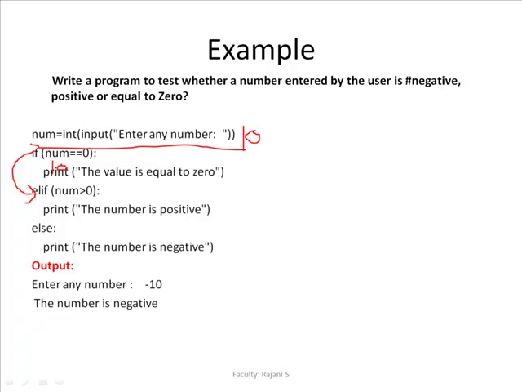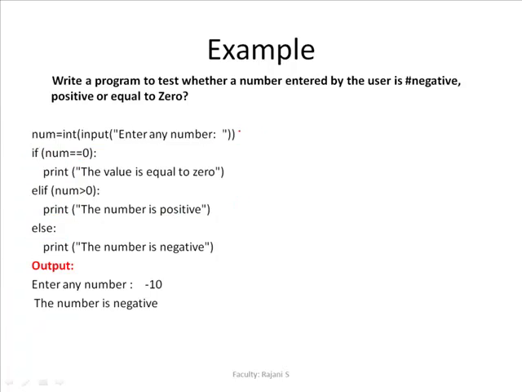So here again the number value is 10. 10 greater than 0. This condition is true. So it executes the statement inside this part, that is print the number is positive. That means the output is the number is positive. Then it ignores the else part and if part.